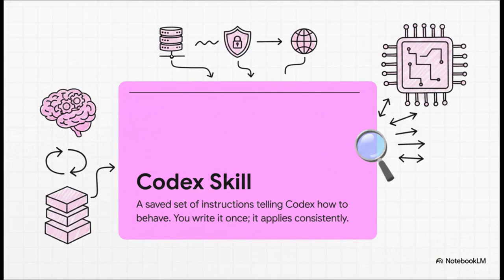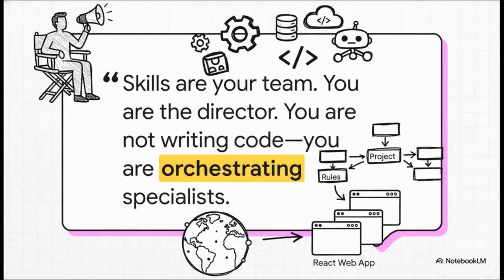You define a specific set of rules for a domain, like backend engineering or security, one time. From that point on, Codex applies these rules automatically and consistently whenever it works on that part of the project. You don't have to repeat yourself. The required mindset shift is this. The skills are your team of specialists.